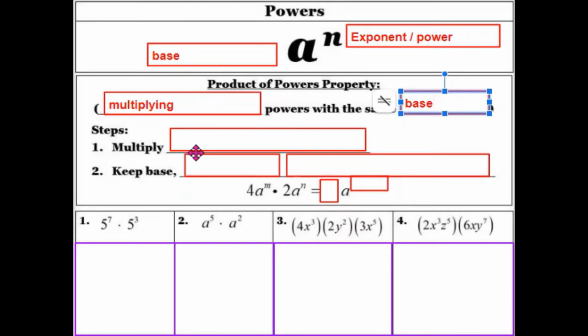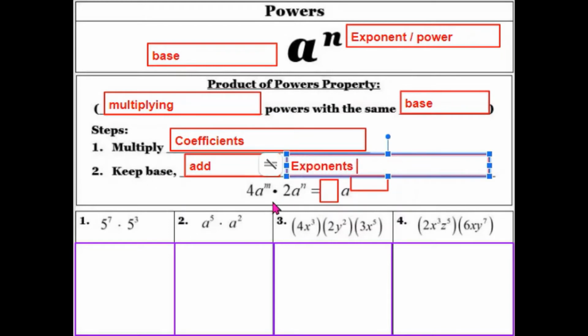Your steps are to first multiply any coefficients. Remember, coefficients are your numbers in the front. So multiply those together and then keep that base that should be the same, and you're going to add the exponents.